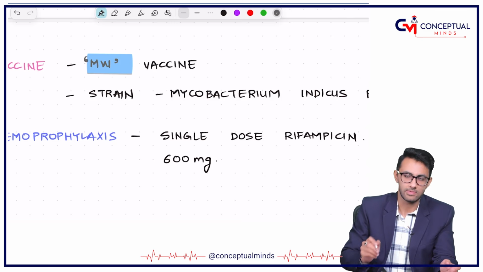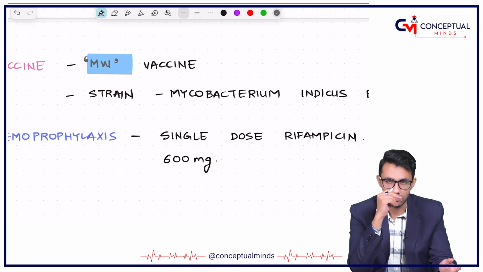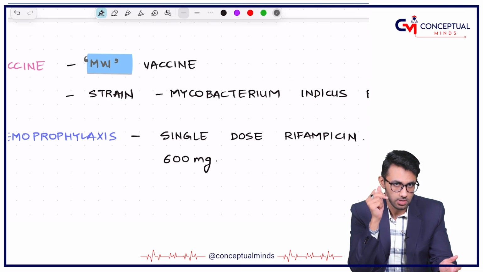Okay, the MW vaccine, the Mycobacterium vaccine which is there. And what is the strain we use? This was the one which was the previous one. And over there, we use a particular strain. The strain name was what?